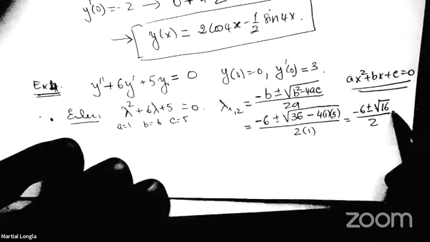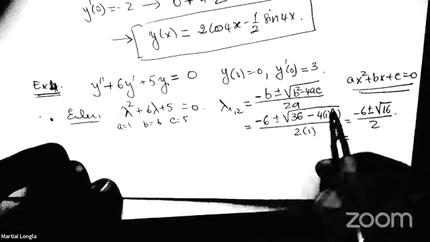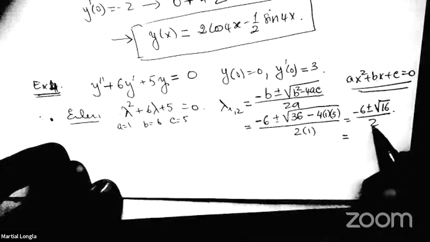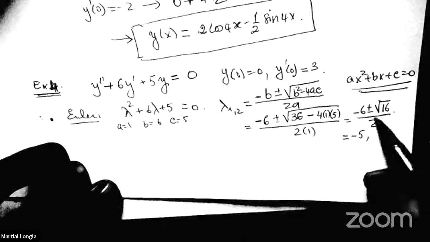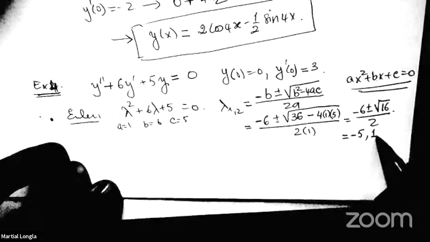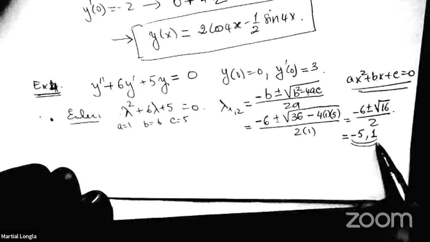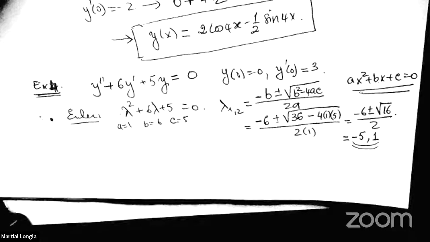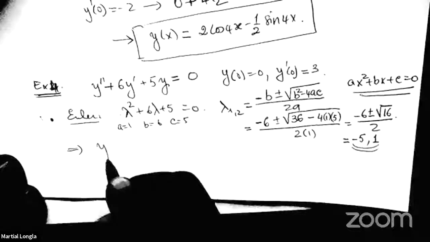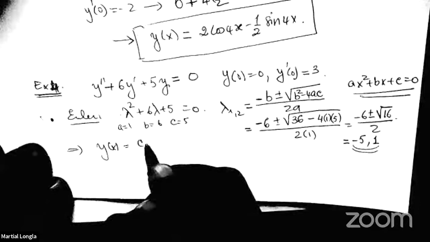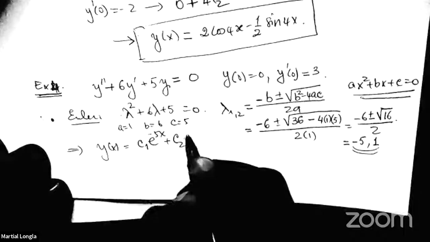And so here, we're going to write down the answer. So square root is 4, -6 minus 4, -10 over 2 is -5. -6 plus 4, -2 over 2 is -1. So the two answers are -5 and -1. And those are two distinct roots, so that's case 1. So y of x equals c1 e to the -5x plus c2 e to the -x.